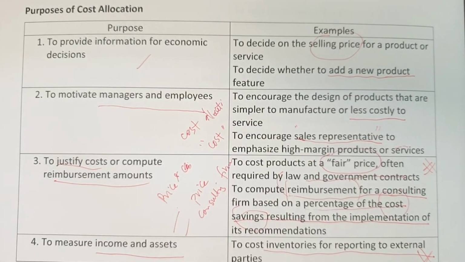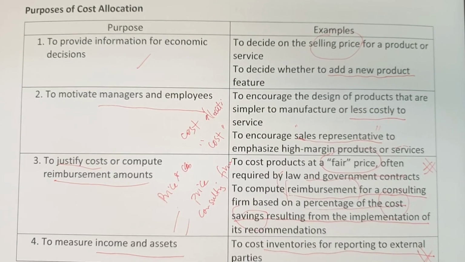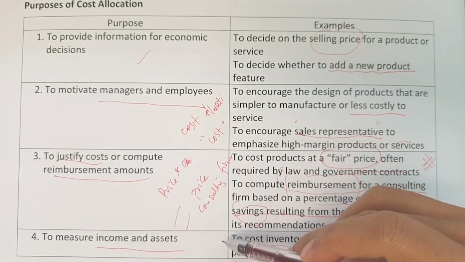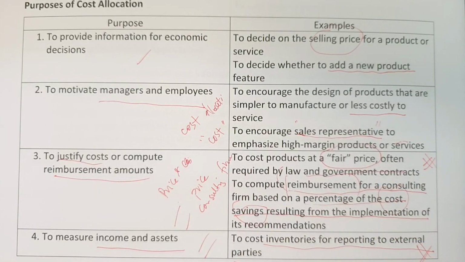Another reason why we need to do cost allocation is to measure income and assets, given that the cost of inventories needs to be reported in our balance sheet, and we also have to report some part of it in the income statement. So it is basically for external parties' viewing.